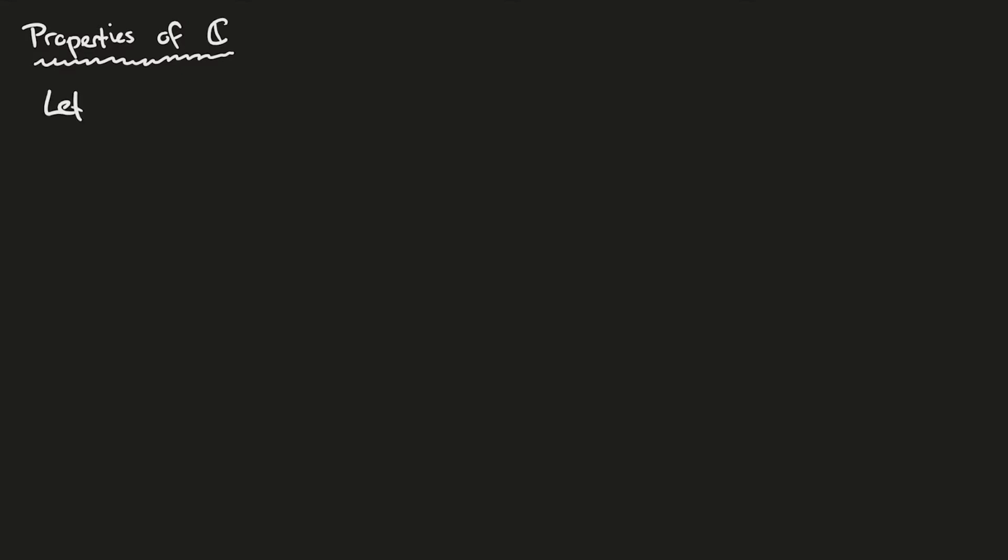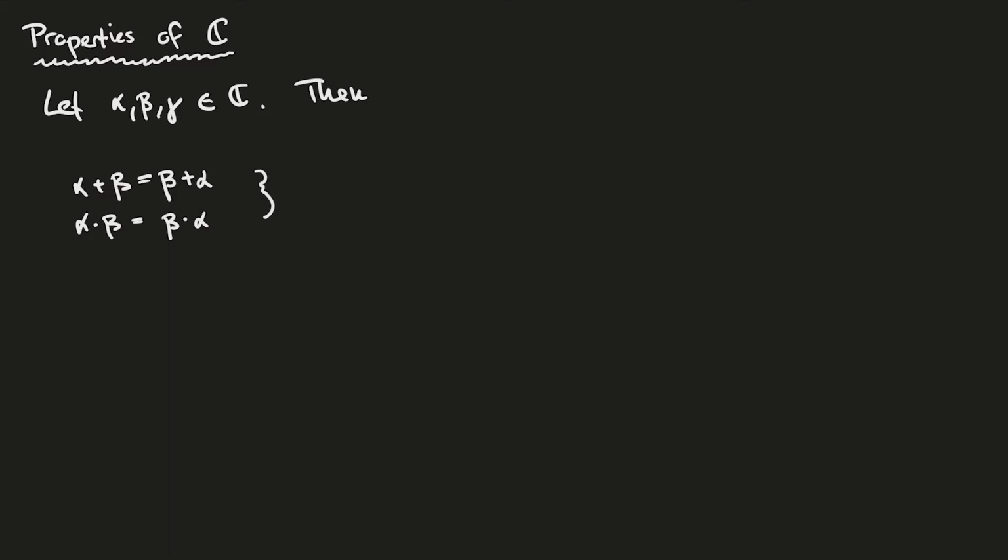So we'll let alpha, beta, and gamma be arbitrary complex numbers. Then we have that alpha plus beta is equal to beta plus alpha. And also alpha times beta is equal to beta times alpha. And this just says that addition and multiplication of complex numbers is commutative.